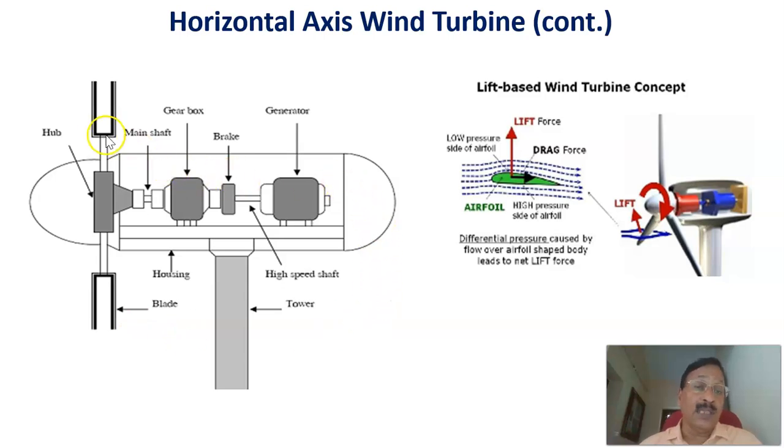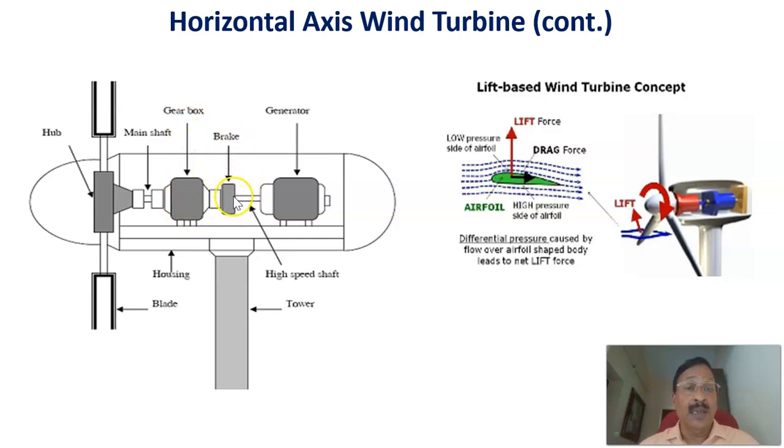This is a schematic diagram of a horizontal axis wind turbine, in which these are the blades that are rotating, and there's a hub that connects them with the main shaft, and there's a gearbox to change the speed, because here the speed is less, but at the generating side the speed is to be increased. Therefore, that is done by this gearbox mechanism.